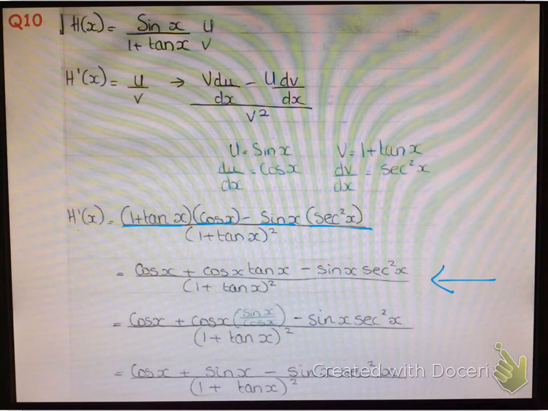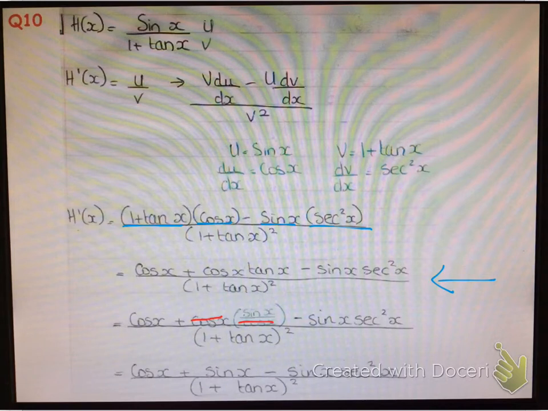Tidy that up further. So you can now see when I substituted in the green bracket, sine x over cos x, won't cos x divide into cos x and you're left with sine x. Okay, so on the next line you've got cos x plus sine x minus sine x sec squared x all over the bracket to the power of 2. And you can't do anything more than that, so we'll just leave it as it is.